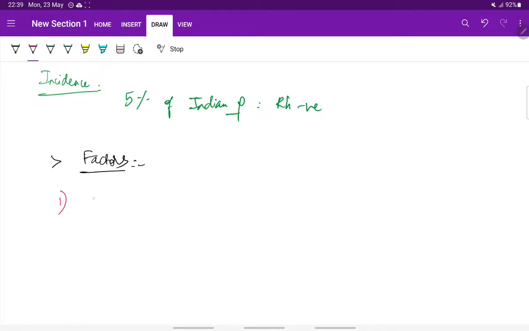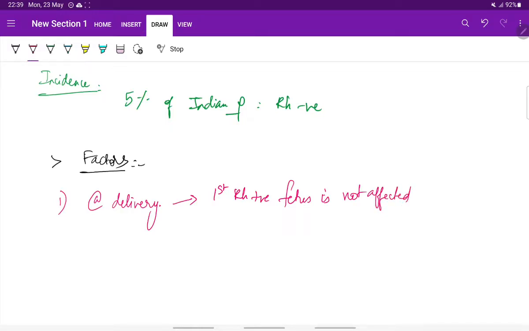Firstly, we have the duration of pregnancy. Most commonly, this Rh isoimmunization occurs at the time of delivery. This is why the first Rh positive fetus is not affected. Only the subsequent pregnancies with Rh positive fetuses are affected.